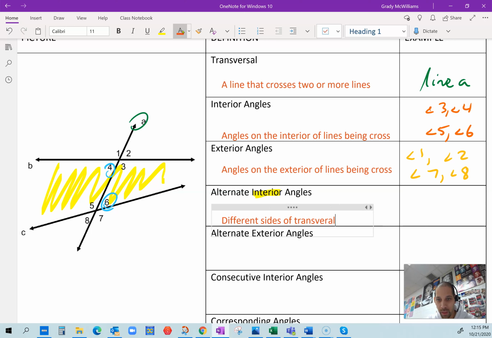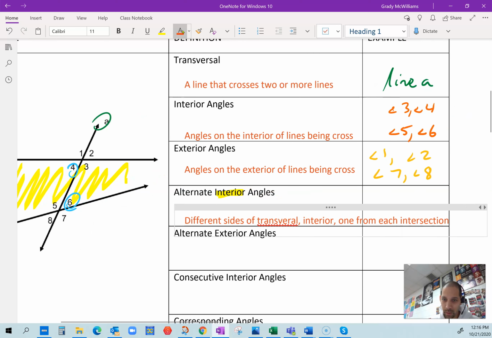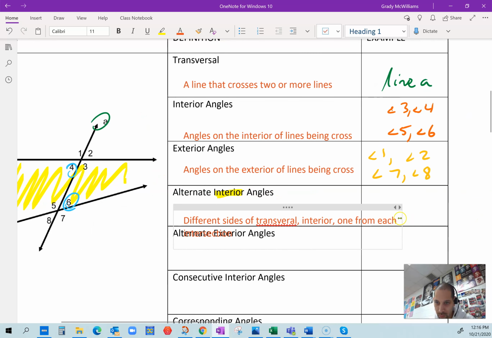It needs to be in the interior, and it has to be one from each intersection. Okay, all those things together. Let's see if I can fit all this in there. Something like that. All right.